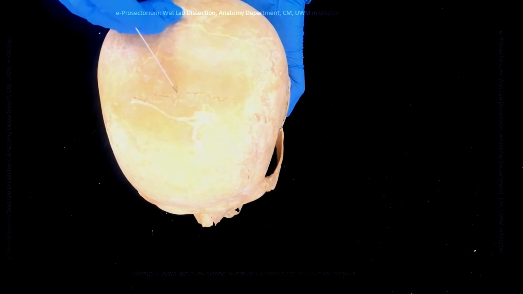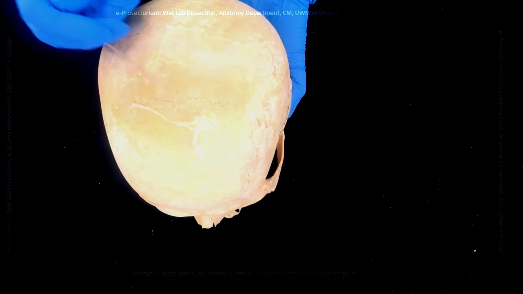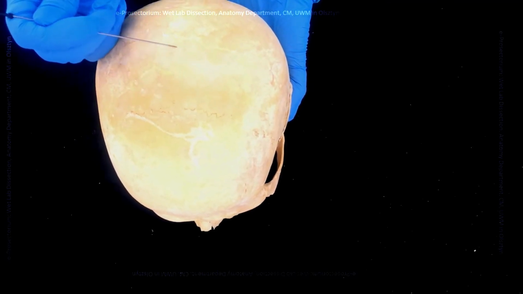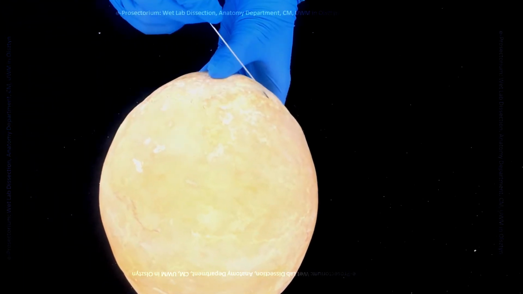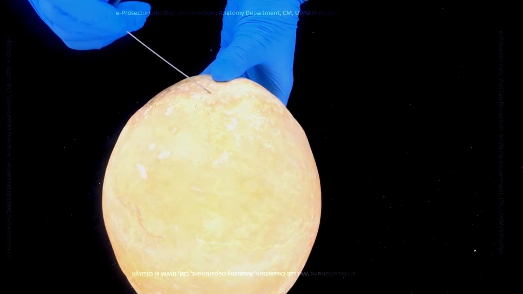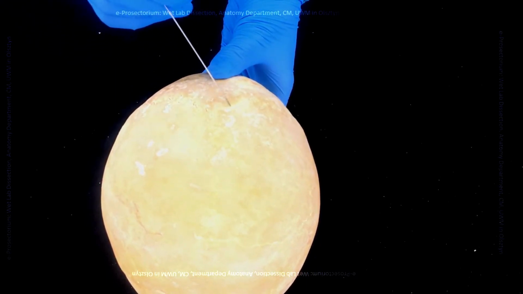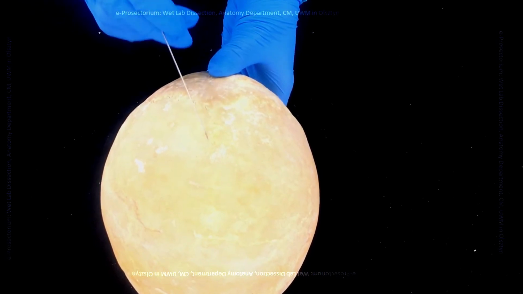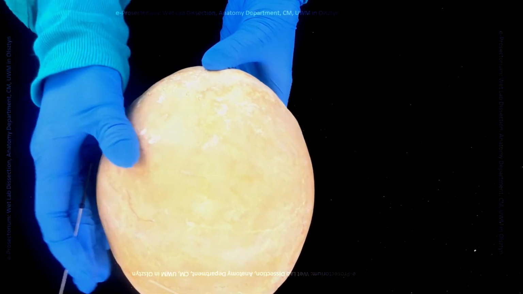At this point, we see the bregma. This is the location of the junction of the coronal suture with the sagittal suture. Looking posteriorly, we have the lambdoid suture. It divides the occipital bone from the two parietal bones. In this area, we have the lambda, which is the junction of the sagittal suture with the lambdoid suture.